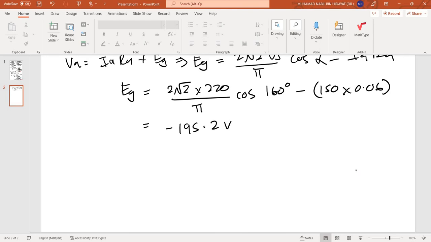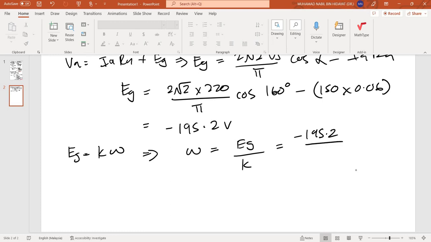Armature. Another, the third equation, armature is constant speed. So we know the speed value, EG we know, constant value we know. So just put in the value there. 5. So minus 93.6. So this is in rad per second.